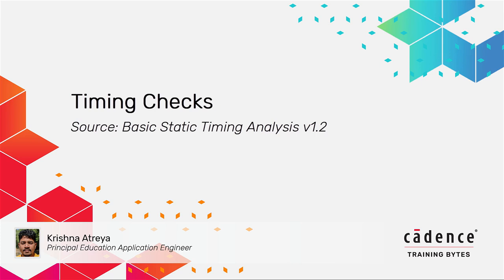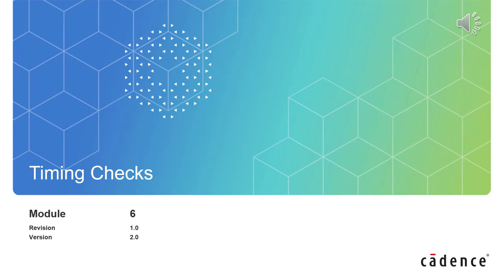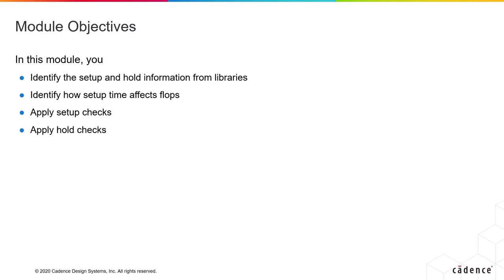Let's look at timing checks. In this module, let's identify what the setup and hold checks imply, how it affects the flops, and how information is stored in the flops. Then we will identify how they are stored in the libraries for the STA tools to use.